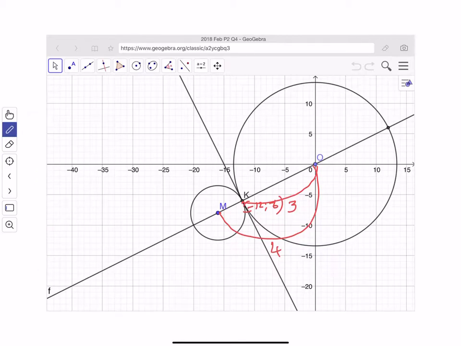I hope that's clear. Now what I'm going to do is drop a perpendicular to the x-axis. I put this name as A. So OAK is a right angle triangle, and from B also I will draw another perpendicular.